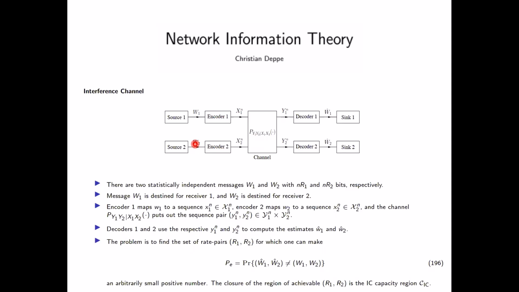Our goal is again to find the set of rate pairs R1, R2 for which we can make the error probability, that the estimate of the first message and the second message is not equal to the first message and the second message, an arbitrarily small number. That means that as n goes to infinity, so the block length goes to infinity, the error goes to 0.